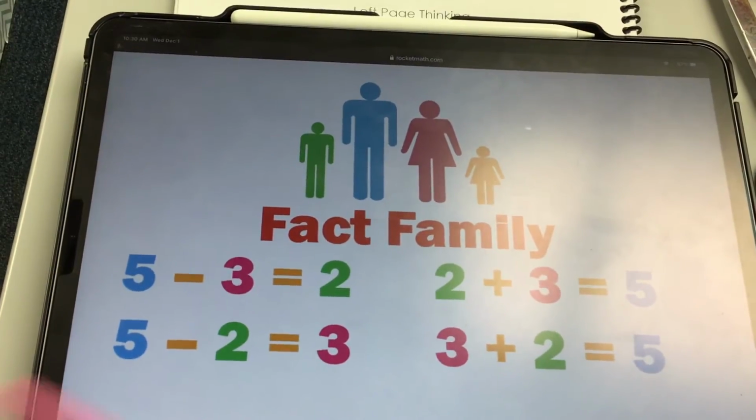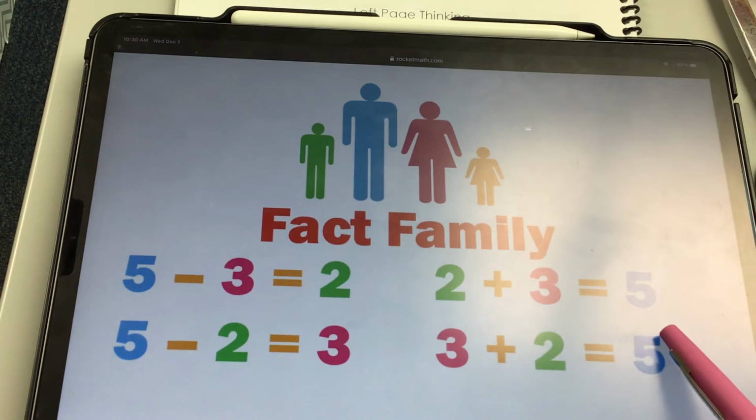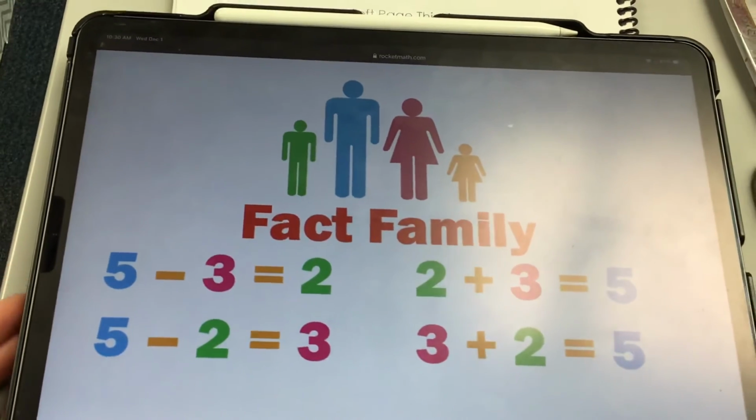So 5 minus 3 equals 2. 5 minus 2 equals 3. 2 plus 3 equals 5. 3 plus 2 equals 5. So what numbers are in this fact family? Avery? 5, 3, and 2. 5, 3, and 2, okay?